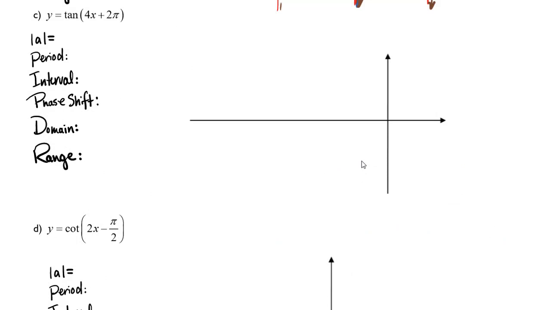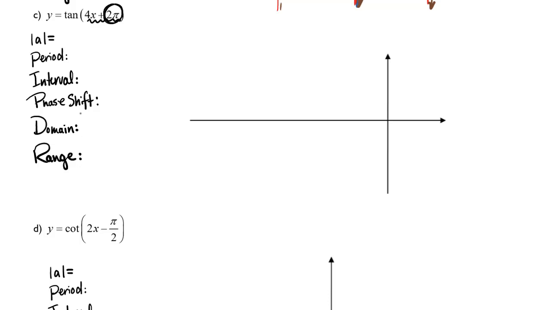The next equation we need to graph is y equals tangent of 4x plus 2 pi. If we take the guts of this tangent function and we look at the fact that we have a 4x plus 2 pi, we know that shifting a tangent function by 2 pi is equivalent to just leaving it alone.